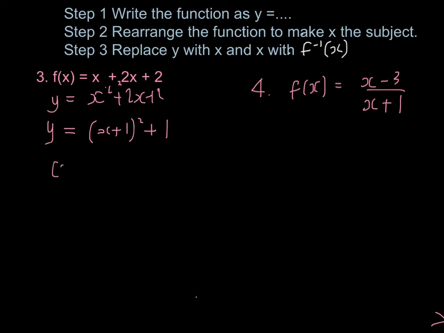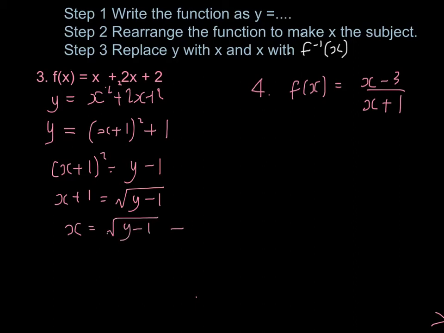So then we have x plus 1 squared is y minus 1. So x plus 1 is the square root of y minus 1. And x is the square root of y minus 1, minus 1. So our inverse function is going to be the square root of x minus 1, minus 1. So if you see a quadratic, complete the square, that's the hint there. For this one where we've got a quotient, there's another little technique that you need to use.